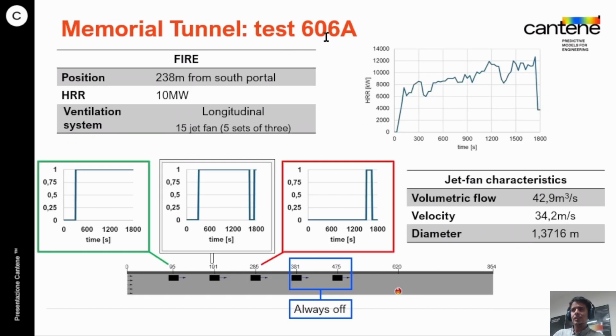So we're going to use this test in specific where the fire is positioned 238 meters from the south portal. The HRR is of 10 megawatts, and we have a total of 15 fans in 5 sets of 3. So during the simulation, this will be the HRR, and here we have the activation of the jet fans. In simple words, there will be 2 sets of 3 jet fans activated through most of the simulation. So from 5 minutes up to the end, there will be 2 sets activated.